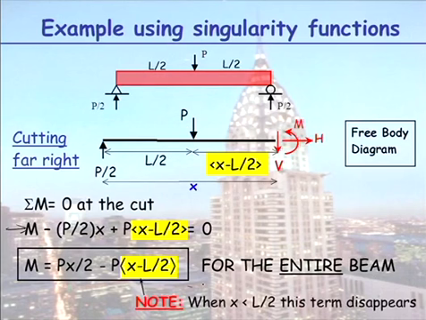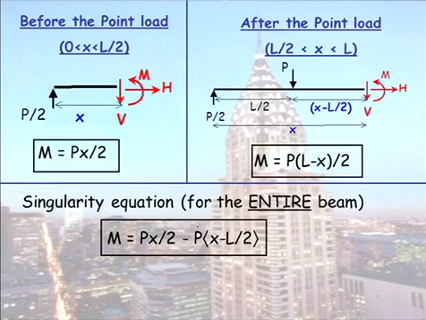Let's have a look. When x is less than L on 2, this term is negative, it disappears. When x is less than L on 2, it means I've cut the beam in this region. Have I come across the point load yet? No. So that's why it disappears. So you can see here, this is the previous expression we got, cutting it before the point load. The expression here is what we got after the point load. Here is my general expression.